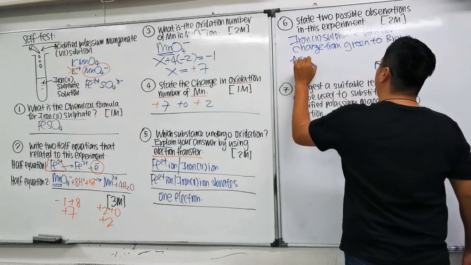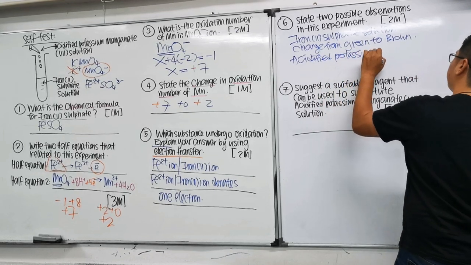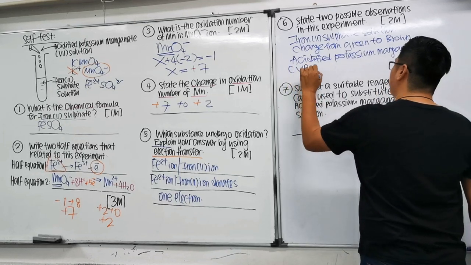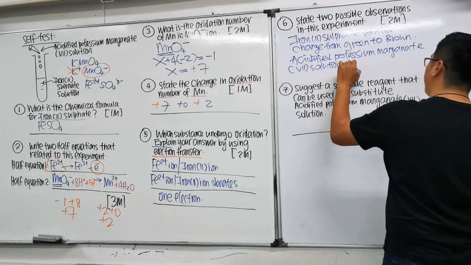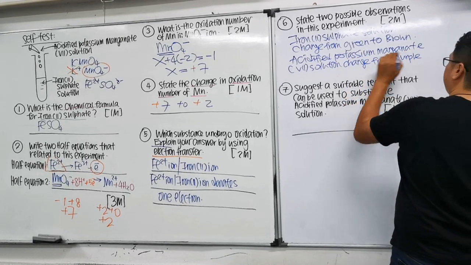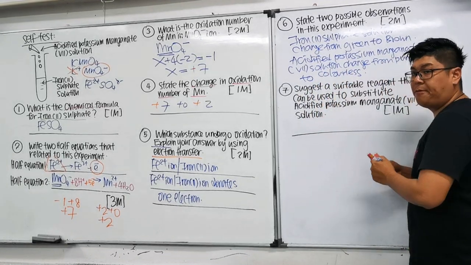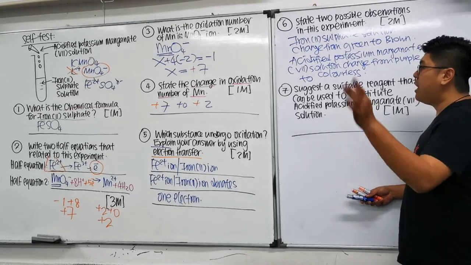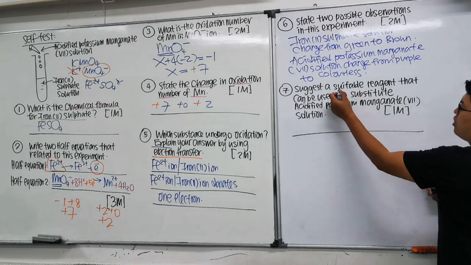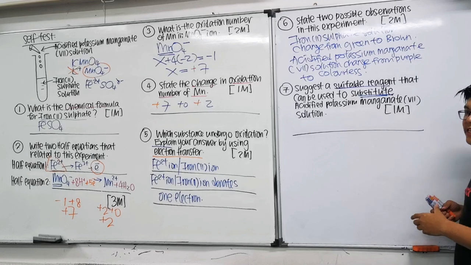So you just write this: acidified potassium manganate 7 solution will change all the way from purple to colorless. That is what you do, yeah? Okay, any question? Okay, last one. Let's get it done. Last one. Suggest a suitable reagent that can be used to substitute acidified potassium manganate.